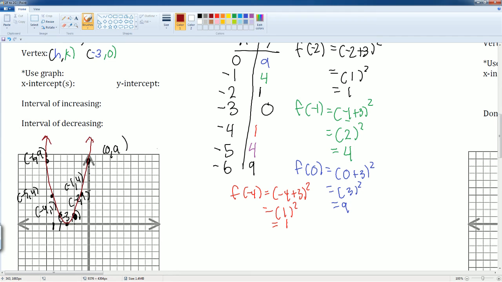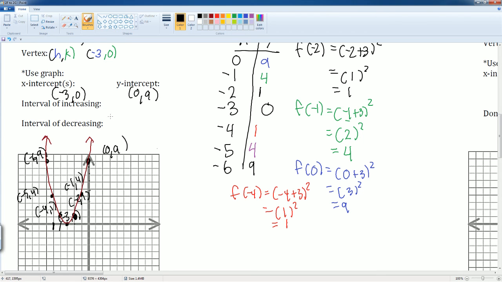Perfect. So our x-intercepts, we got those. It was just negative 3, comma 0. There's only one point. And then your y-intercept, we got that as 0, comma 9.